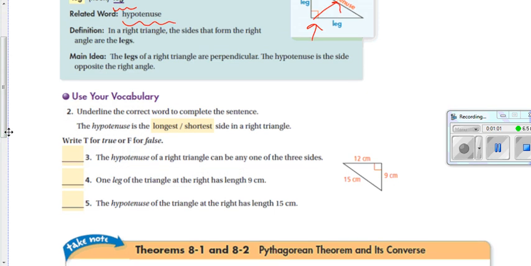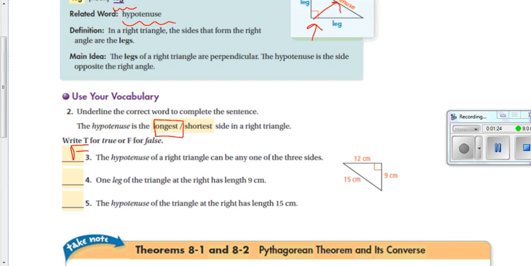So underline the correct word to complete the sentence. The hypotenuse is a what side in a right triangle? Longest, always. Remember that. Your hypotenuse is always the longest side and it's across from the 90-degree angle. The hypotenuse of a right triangle can be any one of the three sides. That is false. It can't be any of the three. It has to be the longest.